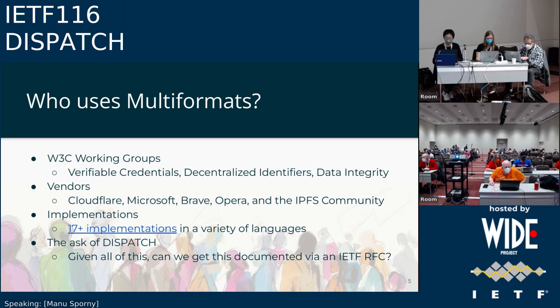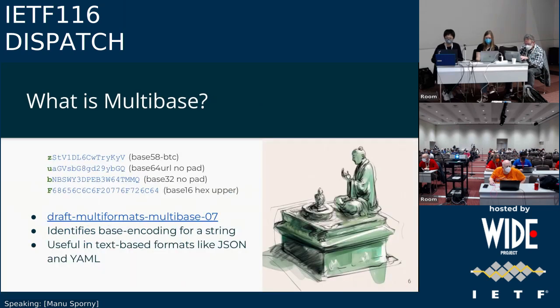Okay, next slide, please. Okay, so real quick, this is one of the independent drafts. This is a multi-format called multibase. And effectively, the multibase format identifies the base encoding for a string. So if you look at the examples at the top, you'll see the first example starts with the letter Z. That means this is base 58 encoding using the Bitcoin alphabet, and then the rest of it is the string. By the way, each one of these examples is the string Hello World encoded in a different base format.